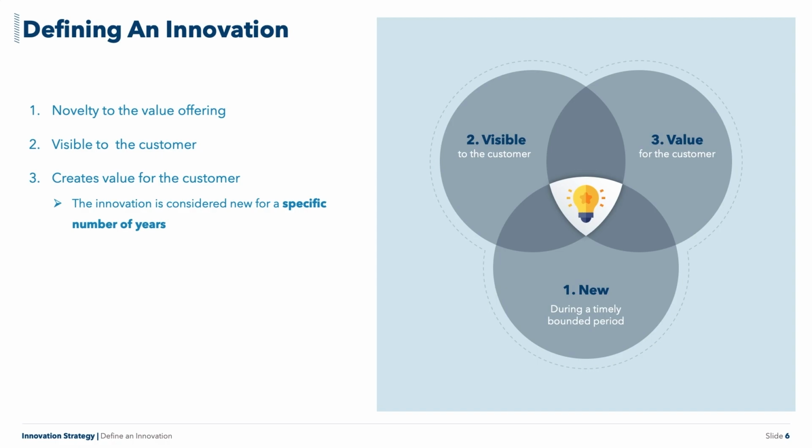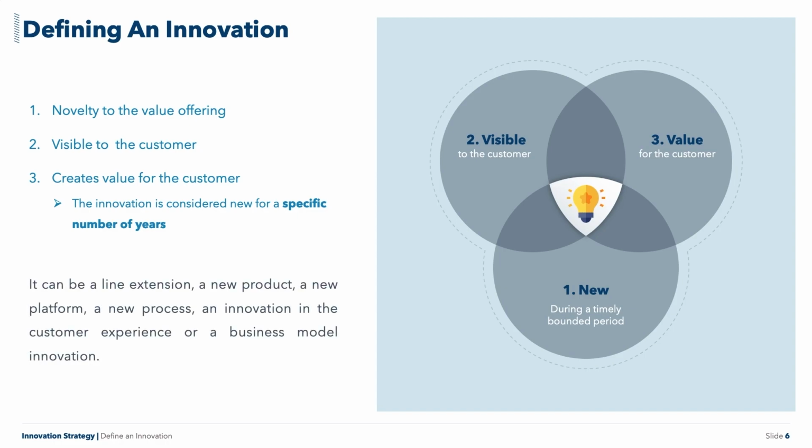Therefore, an innovation can take several forms: a new line extension, a new product, new platform, new process, an innovation in the customer experience, a business model innovation, and so on. Who is the customer? For a B2C, business-to-consumer organization, the customer is the consumer. However, for a B2B, business-to-business organization, the idea of the customer is rather vague. Most of the time, there is a value chain: distributor, retailer, installer, specifier, buyer, user, and so on. As long as at least one stakeholder understands and benefits from the innovation, it can be considered an innovation.